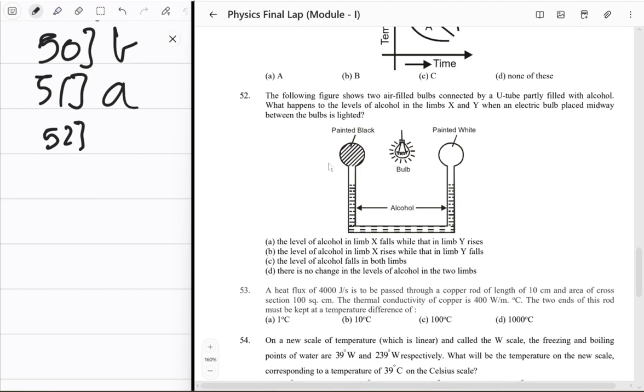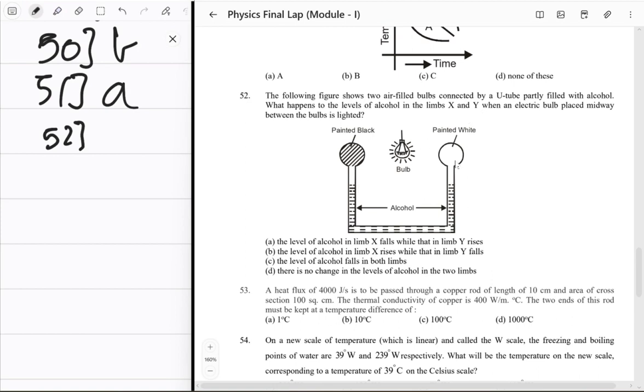सो वॉल्यूम ऑलमोस्ट सेम है, सो इसका प्रेशर इंक्रीज हो जाएगा. बिकॉज ऑफ द इंक्रीजिंग प्रेशर इट्स एक्चुअली गोइंग टू गो लाइक दिस. सो आई गेस दैट यहाँ का जो अल्कोहल है वो ड्रॉप करेगा, यहाँ पे इंक्रीज होगा. लेवल ऑफ अल्कोहल इन लिम X और Y का.